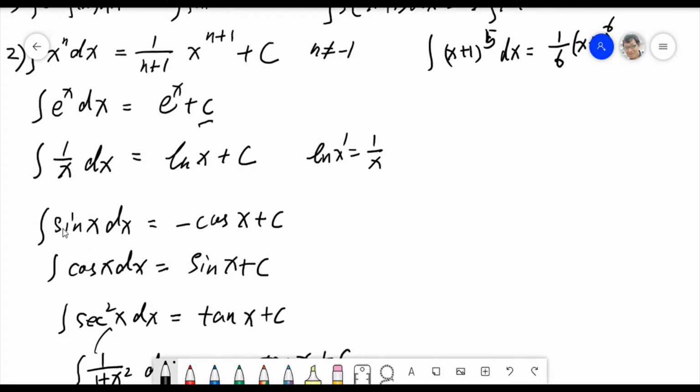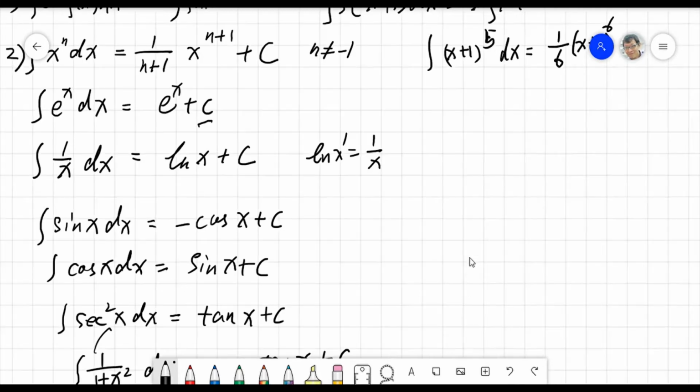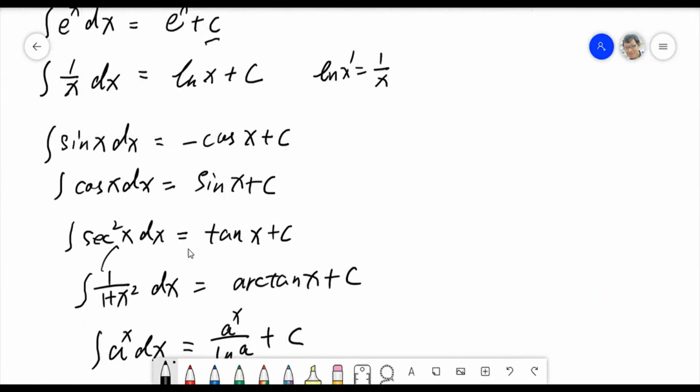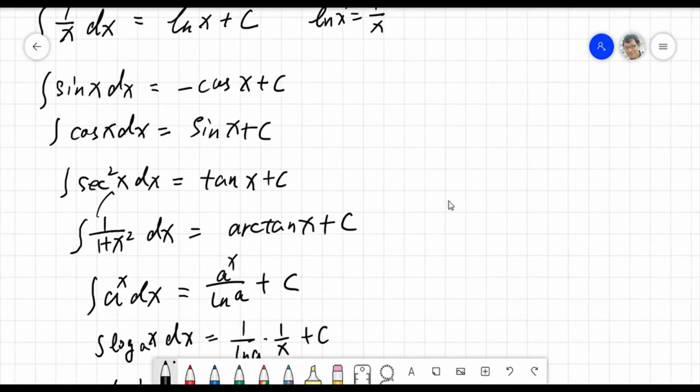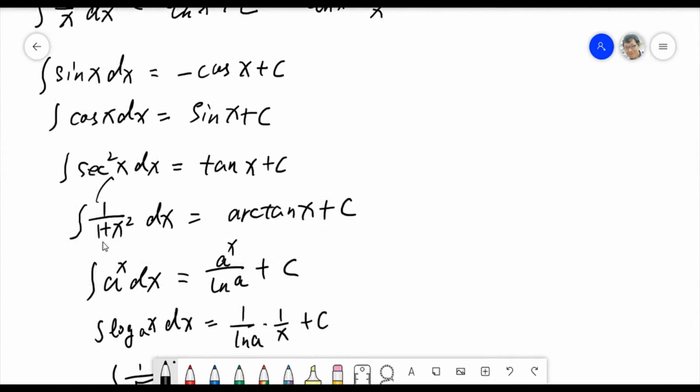The integral of sine x dx is equal to negative cosine x plus c. The only thing is here we add plus c. You just think about the derivative of negative cosine x, which is sine x. Same here, the derivative of cosine is sine. And the derivative of tangent x is secant squared x, right? So how about this one?